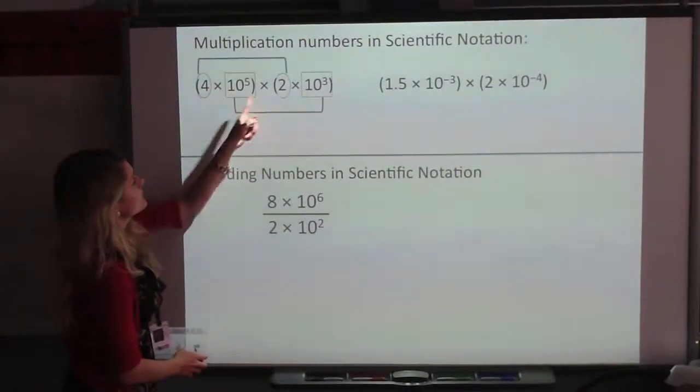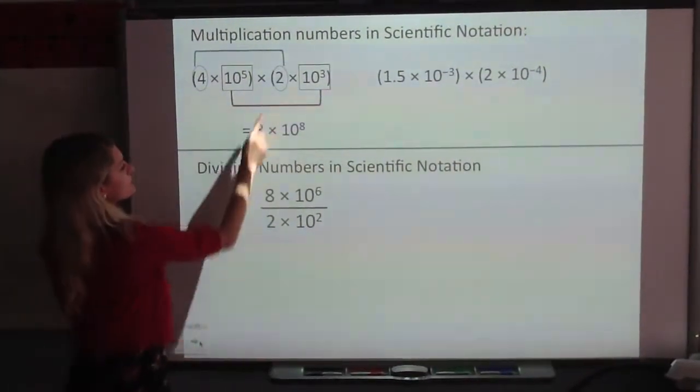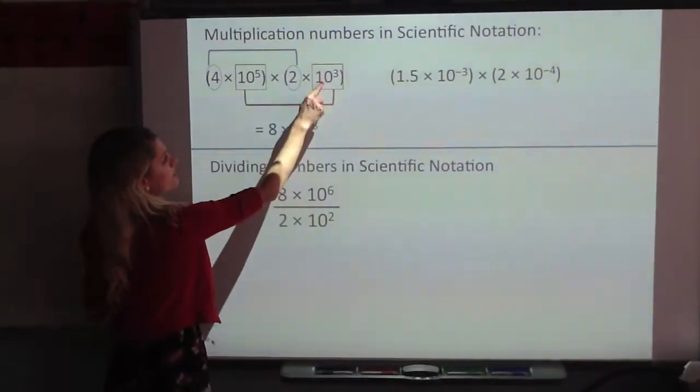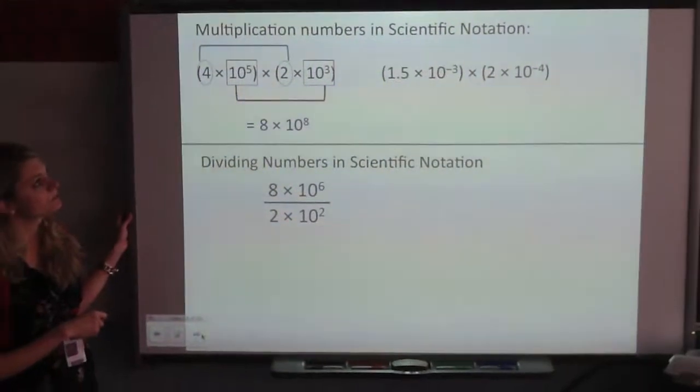Again, we're multiplying 4 and 2, adding up these exponents. So I have 4 times 2 is 8, and then 5 plus 3 is 8. And notice I bring down my base number of 10. That does not change when we're multiplying numbers in scientific notation.